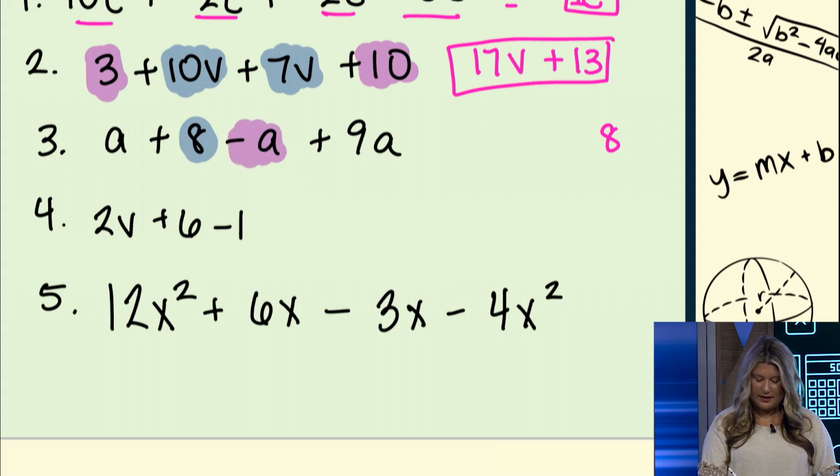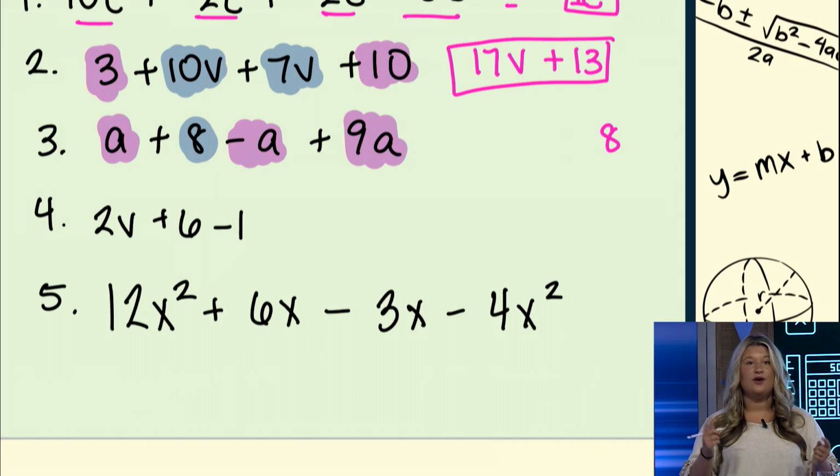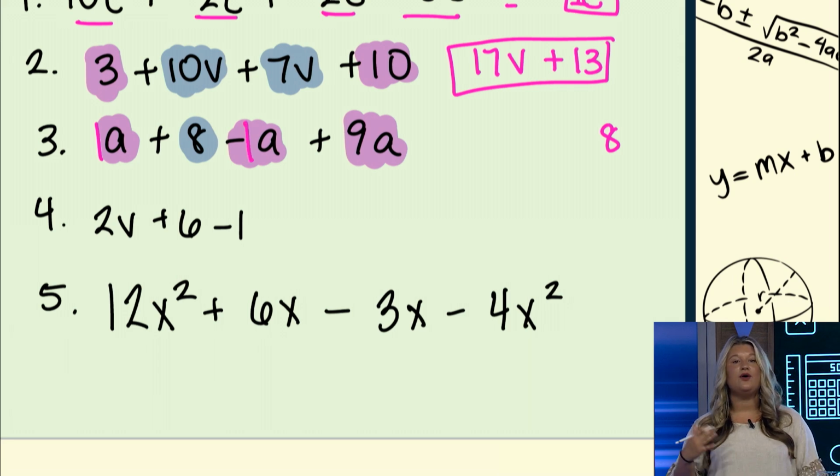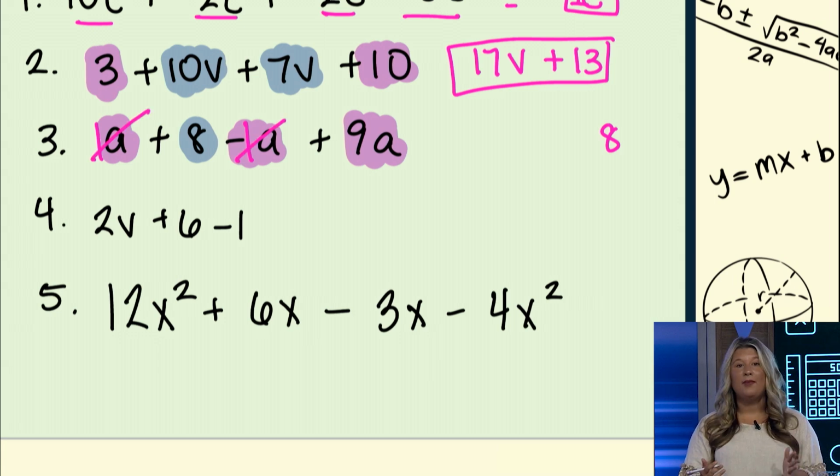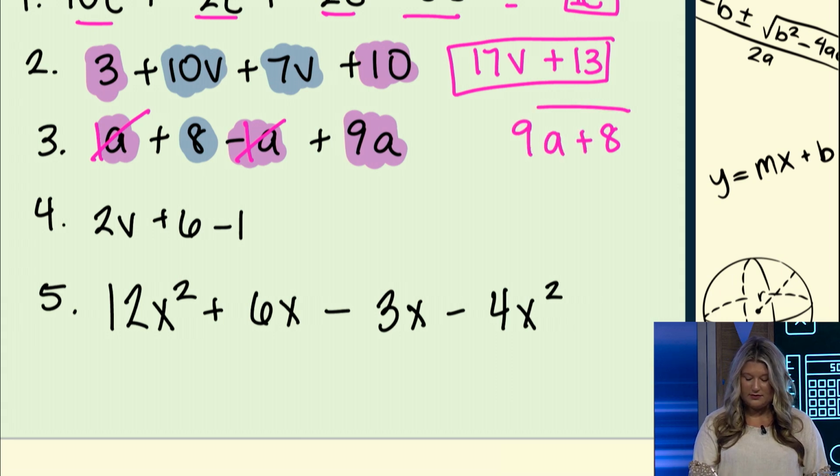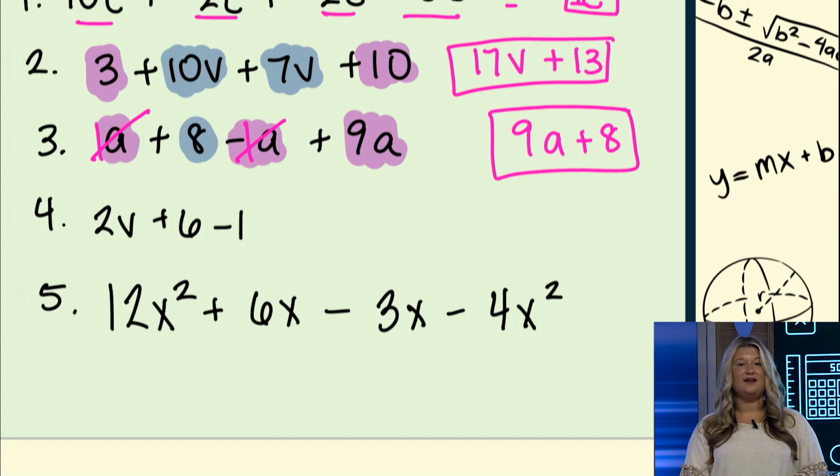So we have a and negative a and 9a. Now if you need to, just to help you go along, you can write 1a minus 1a, if that helps you. Now 1 minus 1 cancels out. So we can cancel out here, or you could just go through the motions. 1 minus 1 is 0, and then plus 9 is 9a. So 9a plus 8. Now I want you to try number 4. We'll do number 5 together, but I want you to pause and try number 4. I'll give you a second.